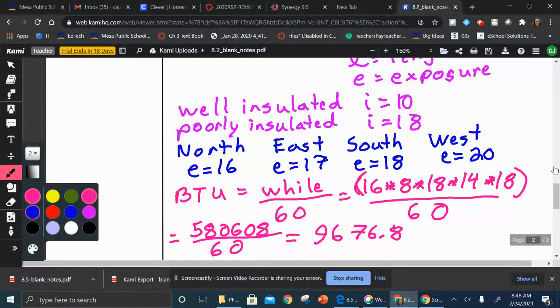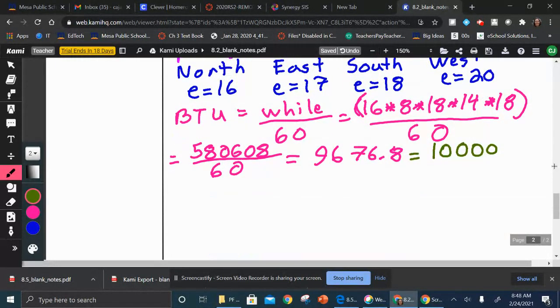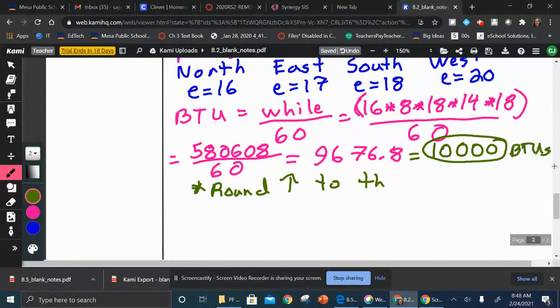Okay. Everybody, when we're doing this, we round up to the nearest thousands. So we round it to the thousands. Okay, so it would be 10,000 British thermal units is what we would require. So round up to the thousands place. Because when you go to buy this, they'll look at you if you say, I need 9,676.8. They'll be like, oh, 10,000.